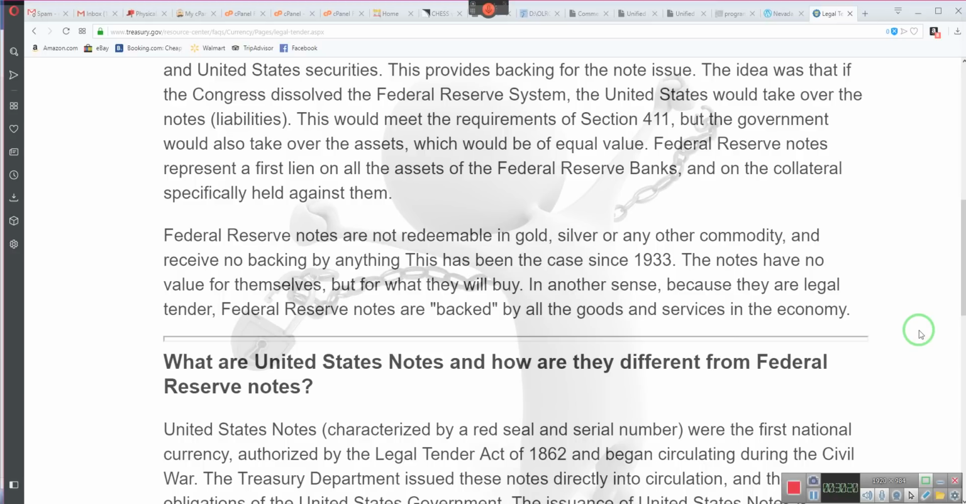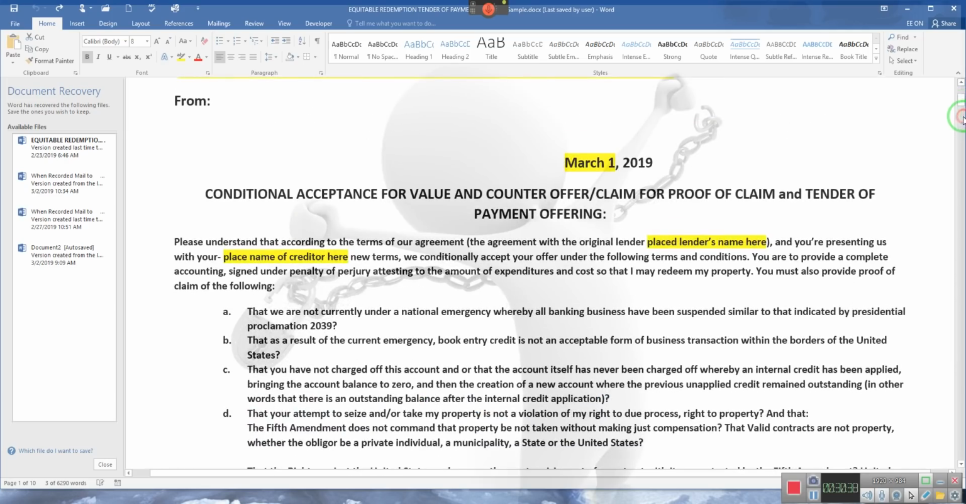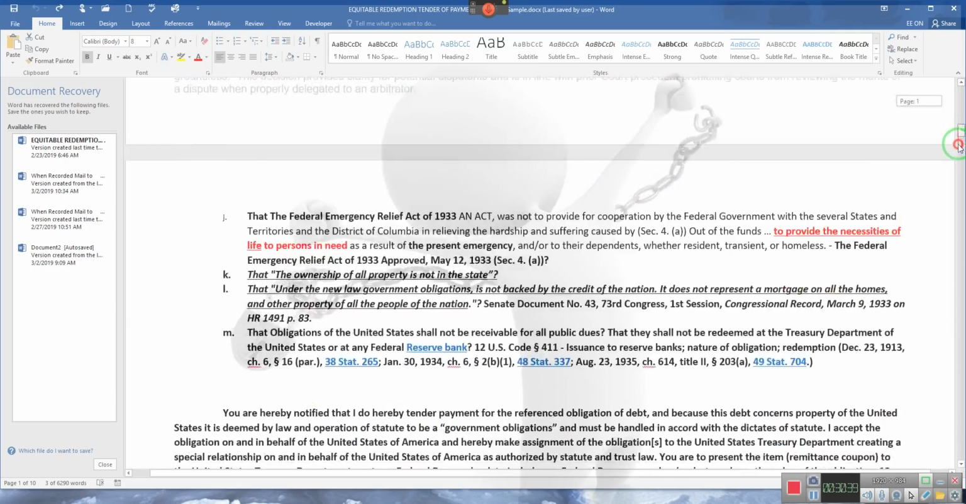Exactly. So Federal Reserve notes have no backing. Pay attention, ladies and gentlemen, because they have no backing, the only thing that backs it is credit. Because it is backed by credit, you're issuing an instrument of credit. Now you're telling them take it or leave it. That's what the contract does.